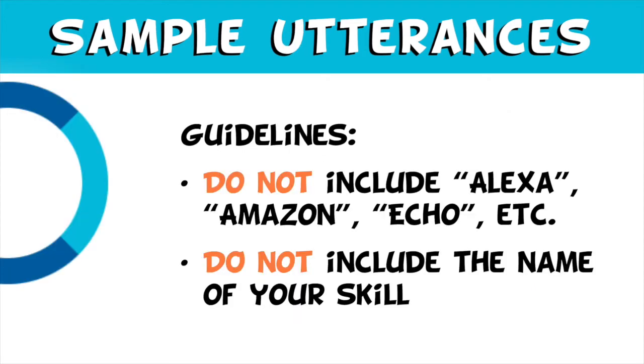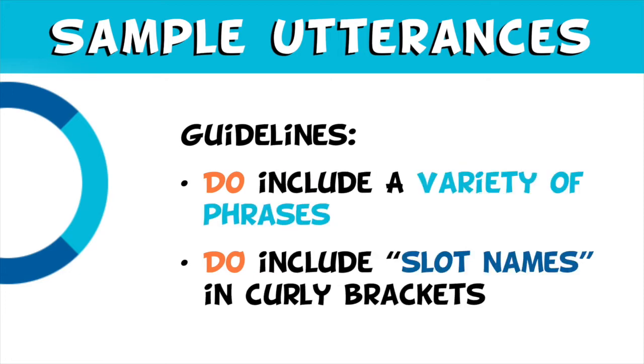Don't include activation words or the name of your skill in sample utterances. I found that to be a little bit confusing at first as I was trying to just breeze through a tutorial. You just include the intent name plus the phrasing, without any extra information. Do include a variety of phrases, as it will make it easier for your users to interact with your skill. And if you're using slots, then make sure to include the slot in your utterances and in the phrasing, and you'll put it in different places in the phrase, and you use the curly bracket syntax for that.